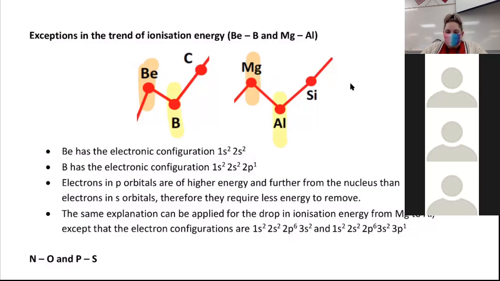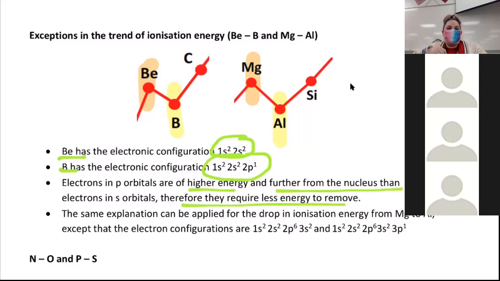If we look at the electron configurations for beryllium and boron here, beryllium is 1s2, 2s2. When you get to boron, your next electron goes in the 2p sublevel. And so the reason that boron and aluminum are lower is because, as this next bullet says, electrons in the p orbitals are of a higher energy. And so they're further from the nucleus than the s orbitals. And since the p orbitals are further than s, that requires less energy to remove.